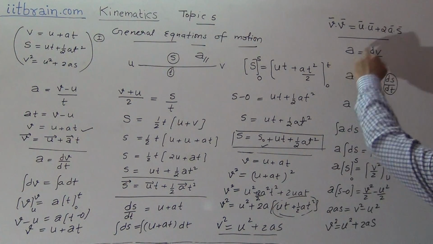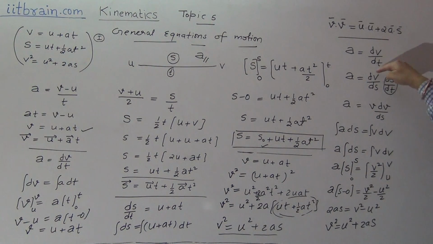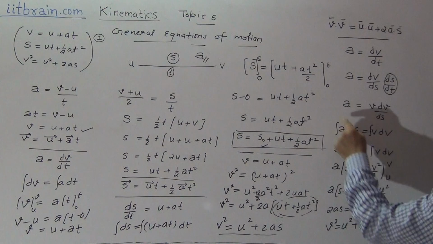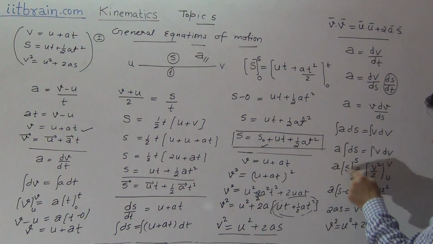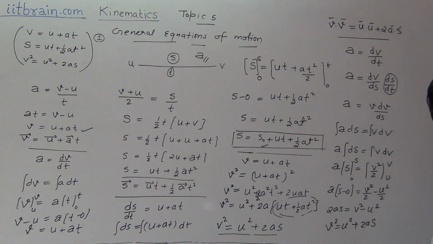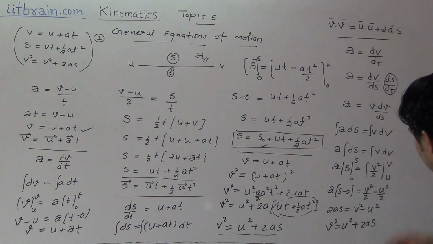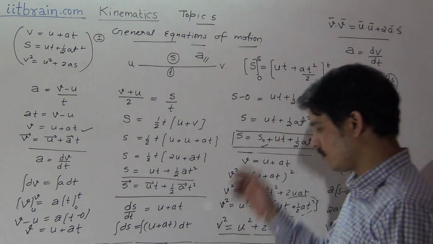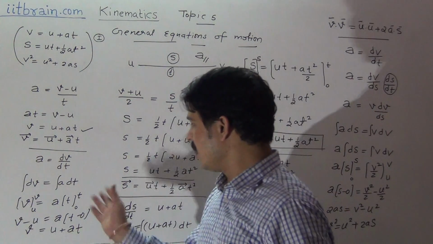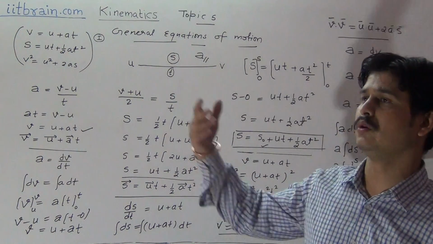By calculus, a is dv by dt, and dv by dt can be taken as dv by ds into ds by dt. ds by dt is v, so a is v dv by ds, and you can take ds to the left side. Integration of a ds is v dv. For ds you should take limits from 0 to s because the particle starts from the origin and ends at distance s, and velocity limits are from u to v. On taking limits and solving this you will get v square equal to u square plus 2as. So this is the last equation given by Galileo. This is a general description of all the equations and how to derive them.